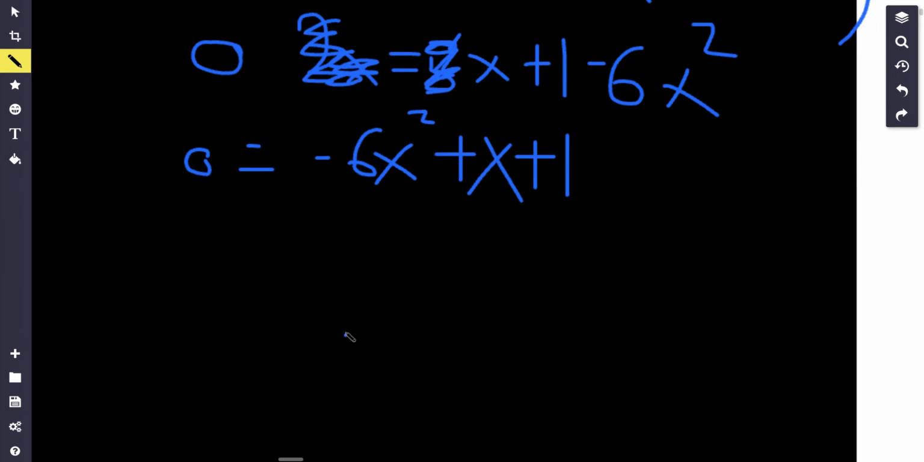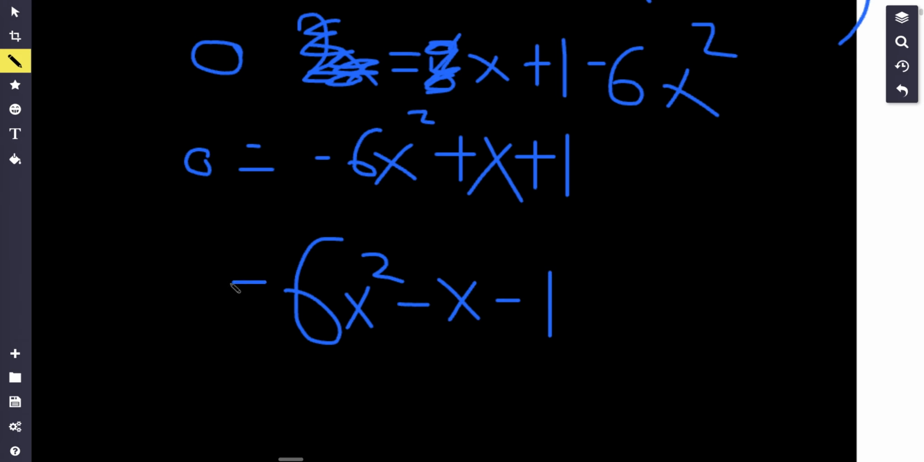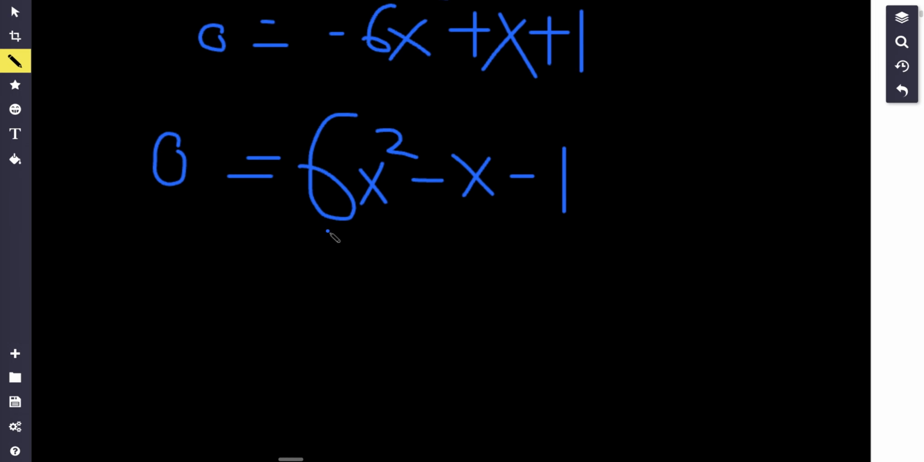So I'm going to get 6x squared minus x minus 1 is equal to 0, right? I multiply everything by -1, so that means that all the signs change from either positive to negative or negative to positive. And now I can actually factor this by grouping.